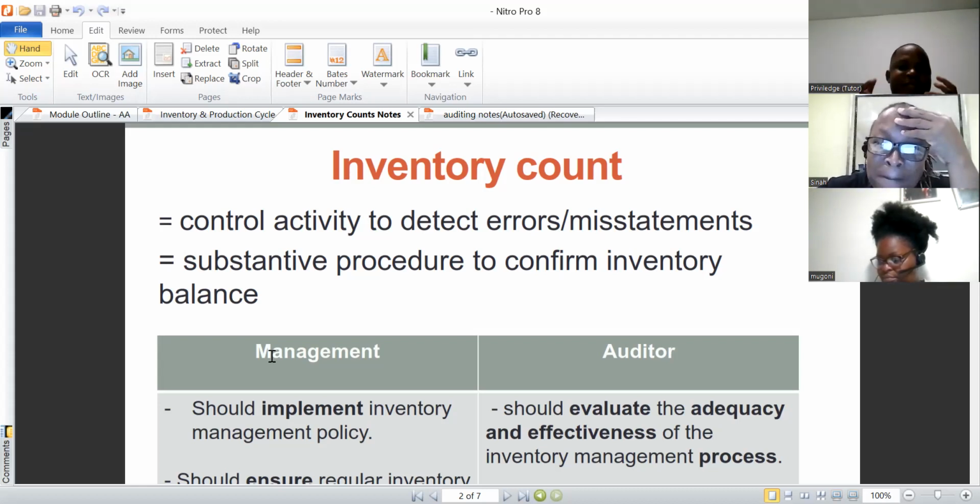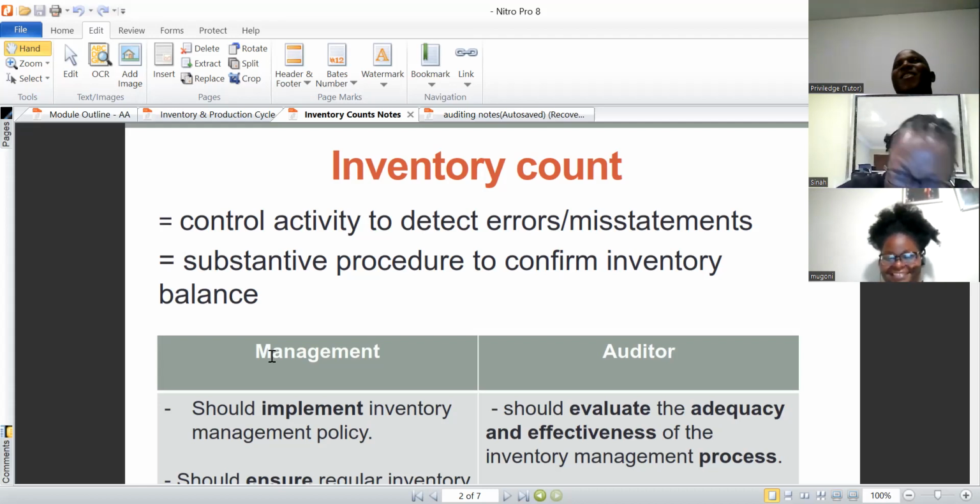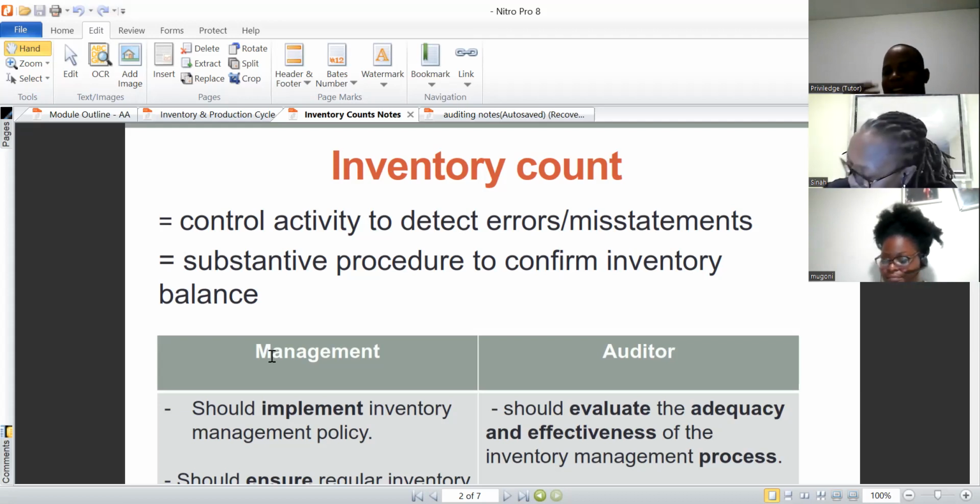But let's put whatever you're saying into 2 words. 2 words only. When you perform a detailed count, 2 words. So, it just helps you to detect errors, number 1, and to also identify material misstatements. I repeat, inventory counts help you to detect errors as well as to identify material misstatements.